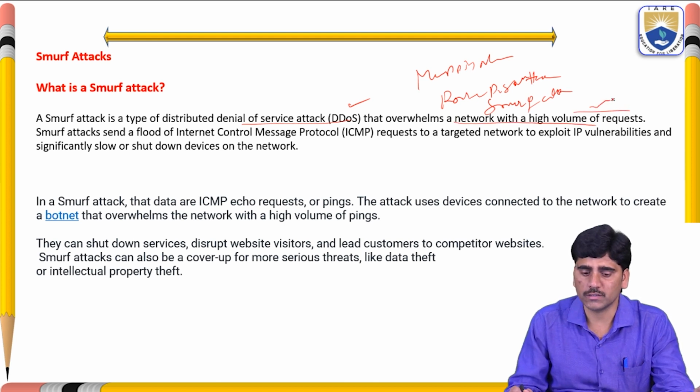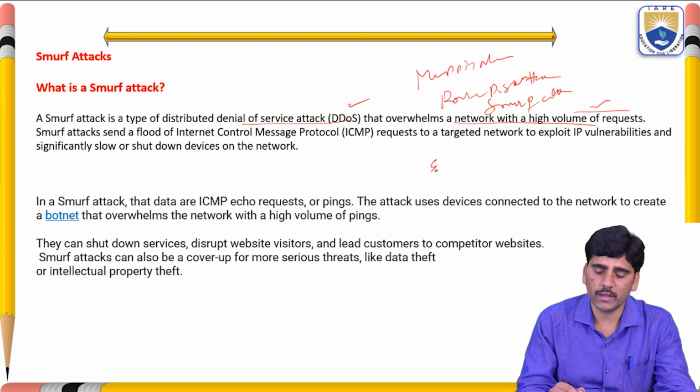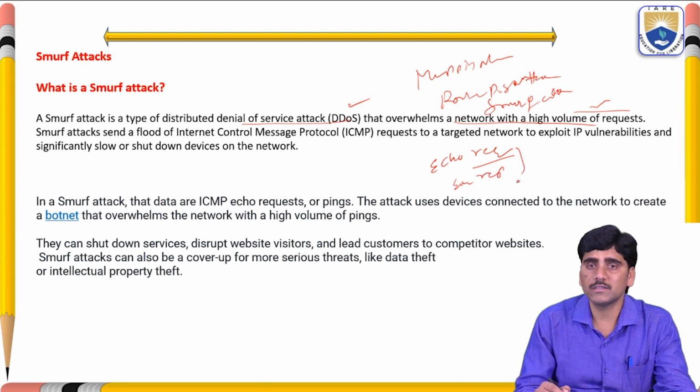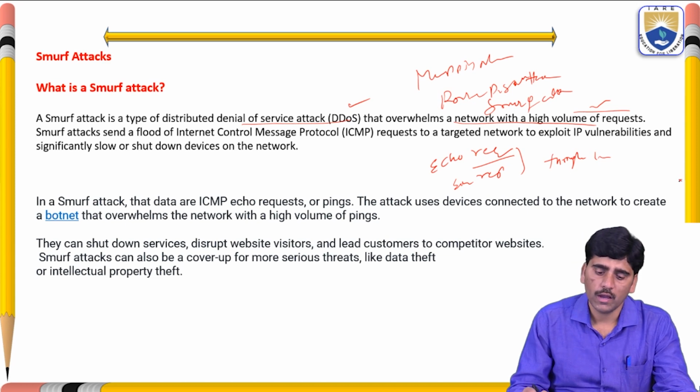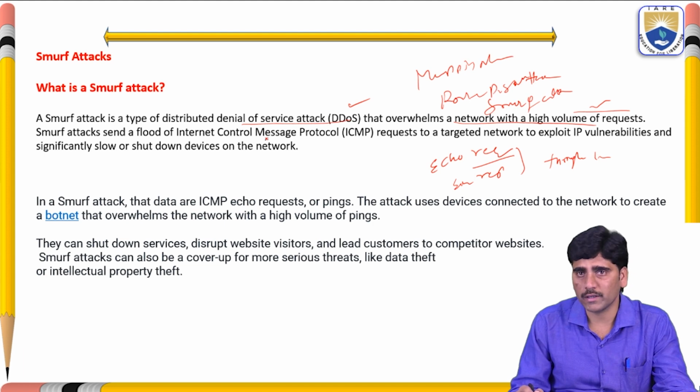A high volume of requests means that in the real-time environment the systems are connected with the help of a network, and by sending echo requests and echo replies, all the systems communicate together through the network. With the help of network topologies, they communicate with each and every system. So these Smurf attacks are done with the help of a high volume of requests.